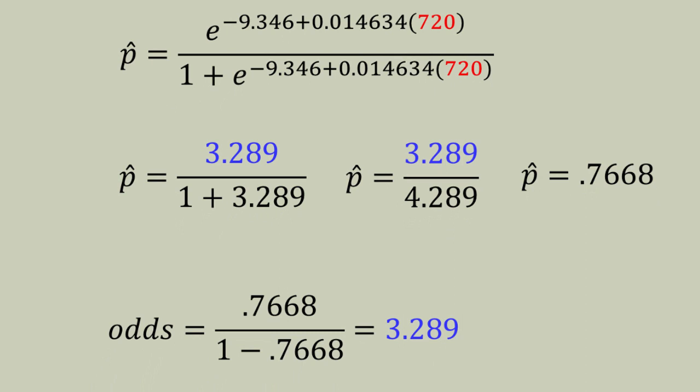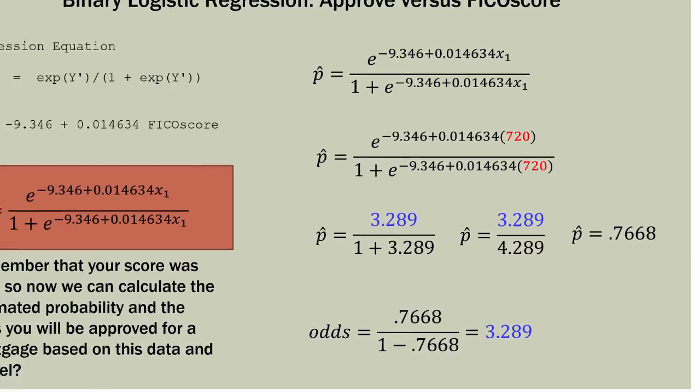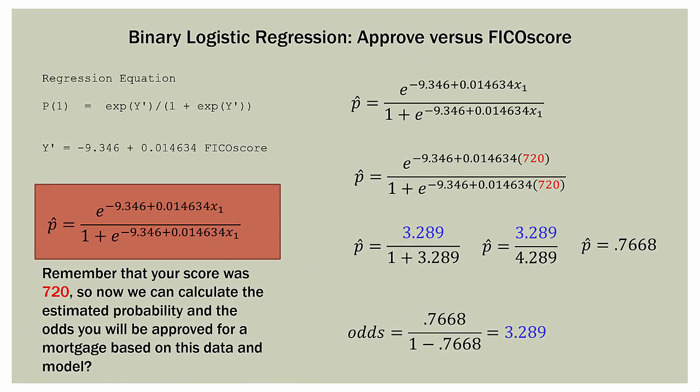So what about the odds of you being approved? Remember, the odds are just the probability of an event divided by the probability of the event not happening. So in this case, the estimated probability of you being approved is 0.7668. Then we divide that by the probability that you will not be approved. So that's 1 minus 0.7668. And when we do that, we get the odds of you being approved of 3.289, or 3.289 to 1.